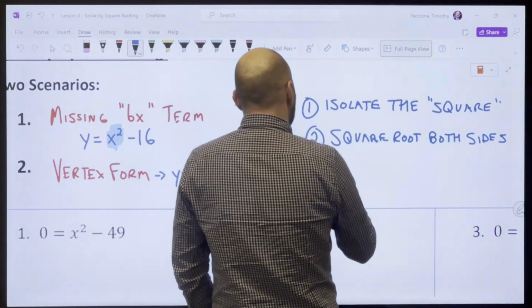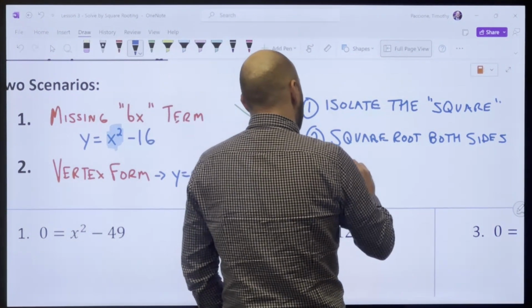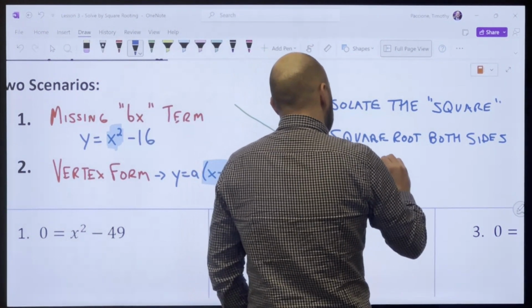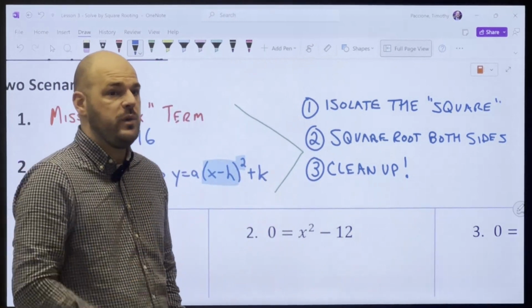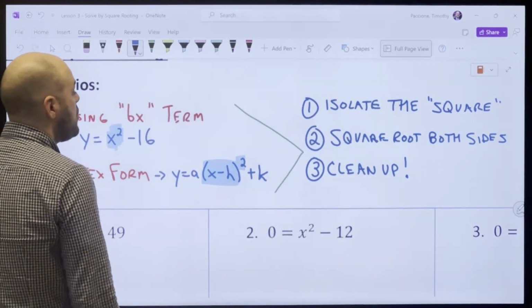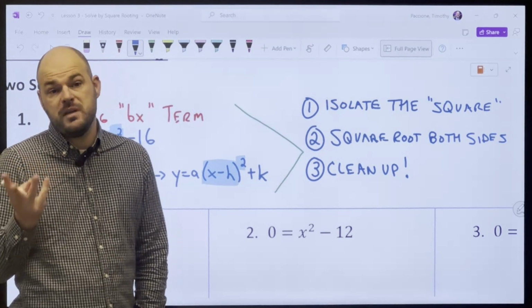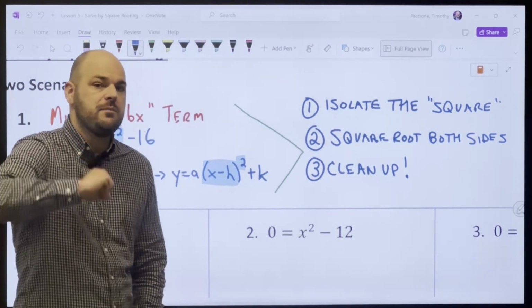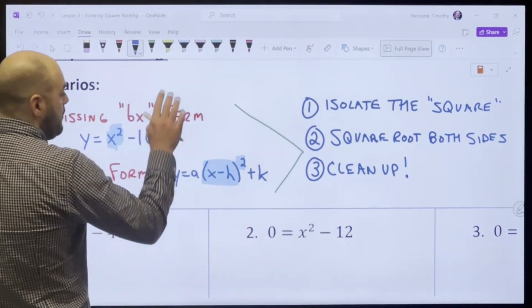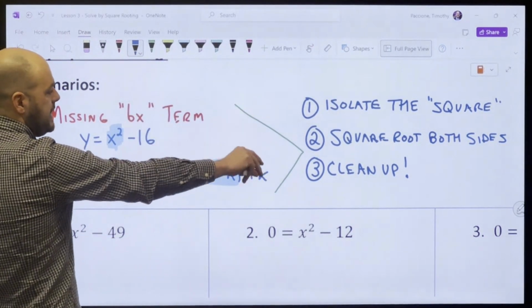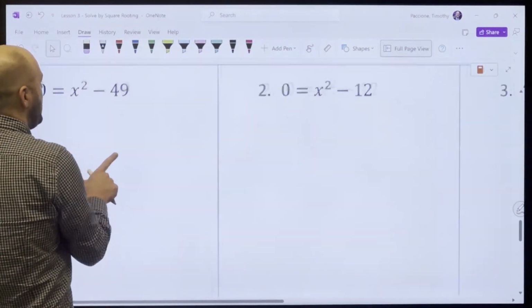And then finally, the last thing I'll say is you might need to clean up a little bit, combine some like terms. It's going to depend on the situation. So I'll talk about that when we go through examples. All right, so what we're going to do is we're going to look at 3 examples where you're missing your bx term, and then 3 examples of vertex form, and then we'll be done. Okay, so remember, isolate the square, square root both sides, clean up. All right, so here we go.